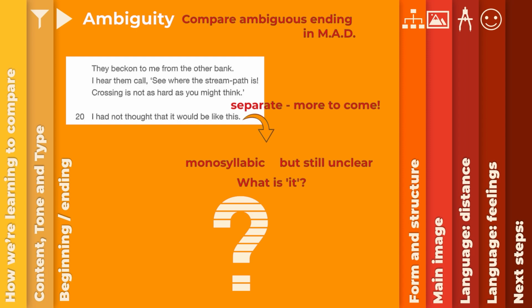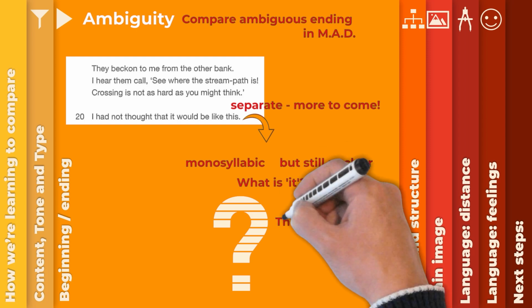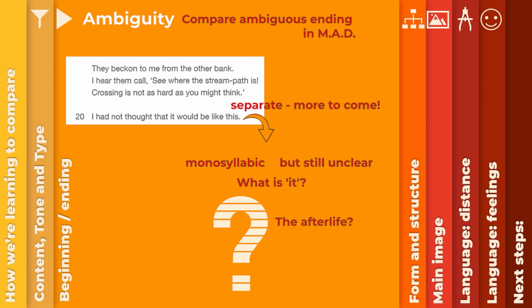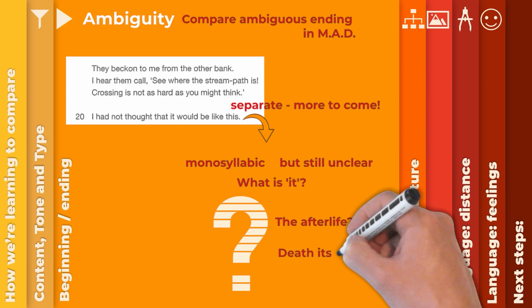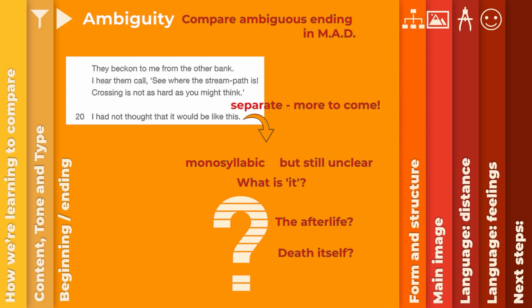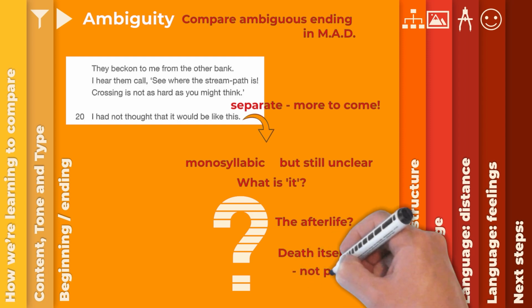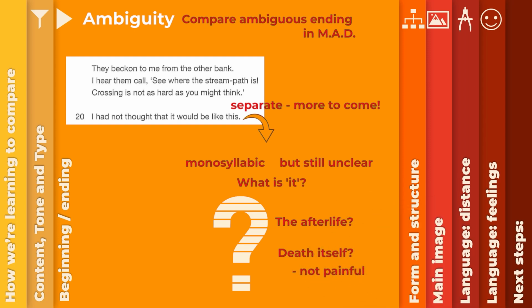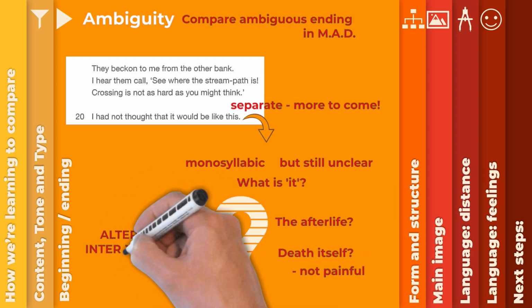The interpretation then is up to you, so you could decide that it's about the afterlife itself, as Causley is reflecting on the whole scene he's just painted, or it could be death itself. As the preceding line says, crossing is not as hard as you might think, suggesting that the parents are telling him not to worry. It wasn't painful. It was like crossing a stream. Whatever you decide, we'll take more of the stream when we discuss imagery.